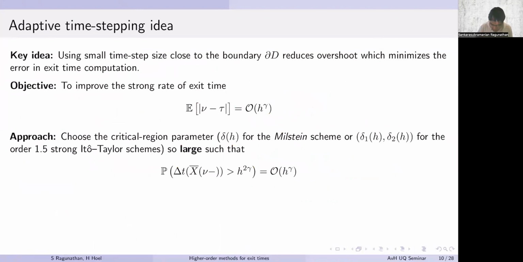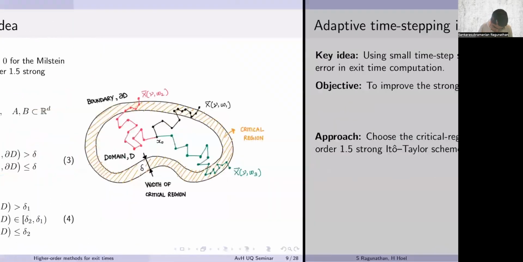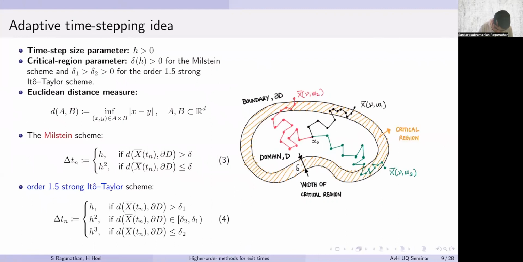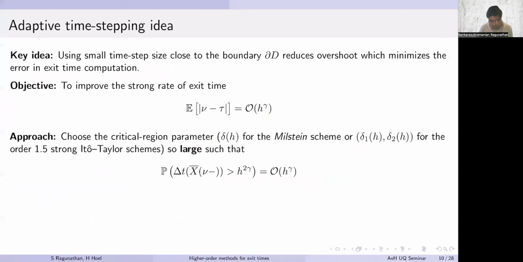Like I said in the previous slide, we use smaller time step sizes in order to reduce the overshoot, which occurs as the process exits the boundary. This basically improves the strong rate, as we'll show in the upcoming slides. So we cannot choose this parameter delta, which was shown here, and delta 1 and delta 2 shown here for the order 1.5 scheme, haphazardly. We have to be very careful with how we choose delta, because if we were to choose a very large delta, we end up using finer time step sizes from the very beginning of the evolution of the process.